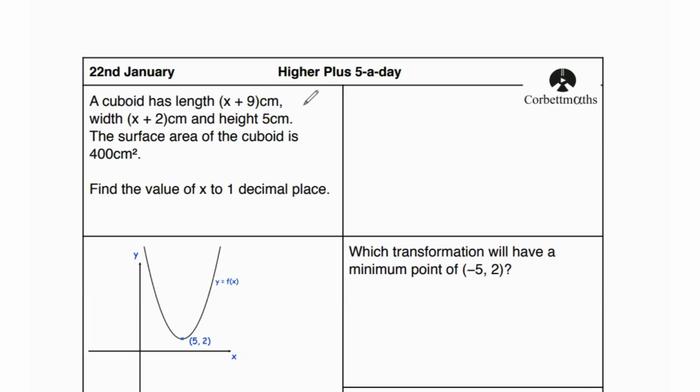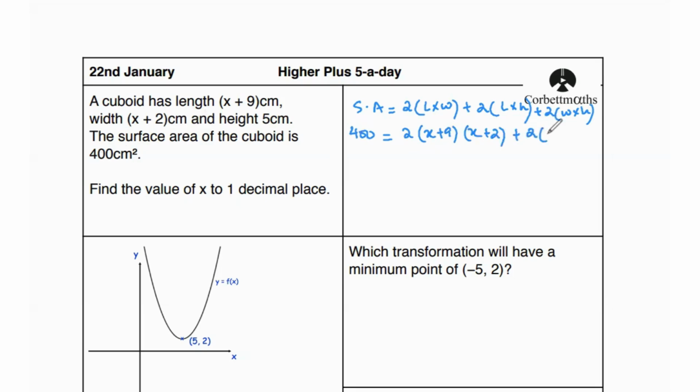So your surface area basically has a formula of 2 times length times width plus 2 times length times height plus 2 times width times height. So over here it's going to be 400, which is the surface area of the cuboid, equal to 2 times (x plus 9) times (x plus 2) plus 2 times (x plus 9) times 5 plus 2 times (x plus 2) times 5.